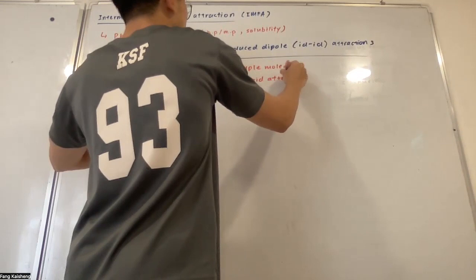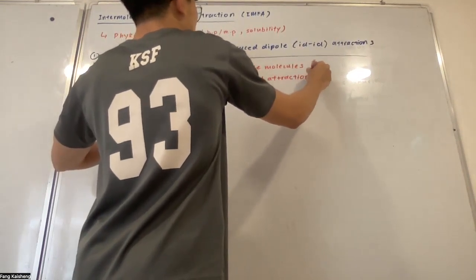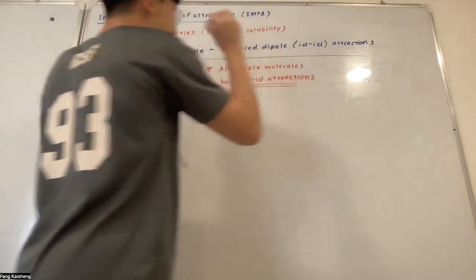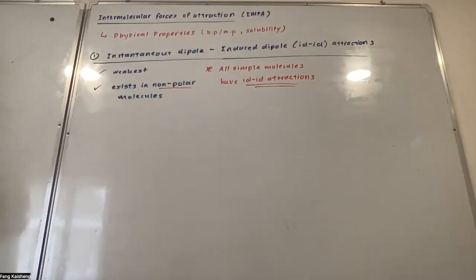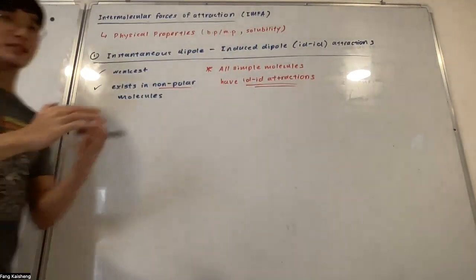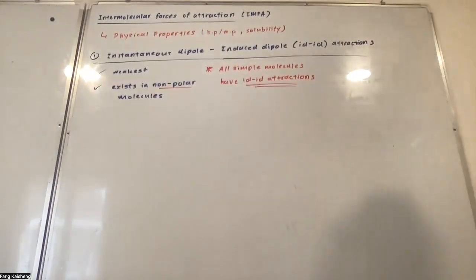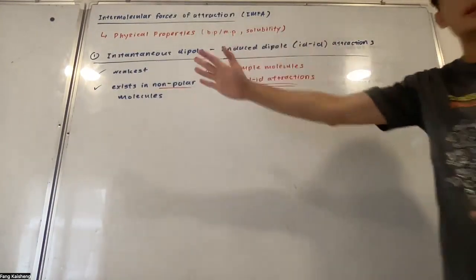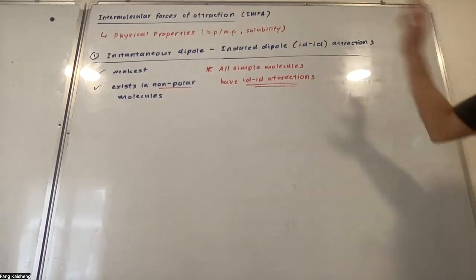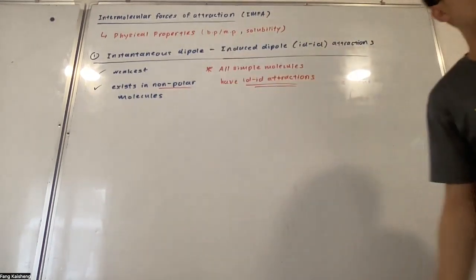You can think of it as this way, guys. ID-ID attractions are literally the building block of simple molecules. It is the fundamental interaction that all simple molecules must have. Yes, there are other types that we're going to learn later. Those exist for other types of molecules as well.